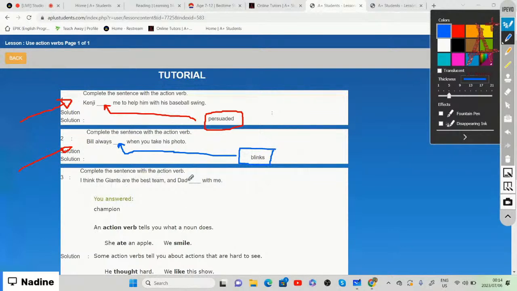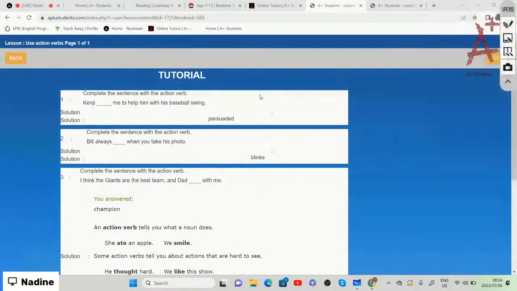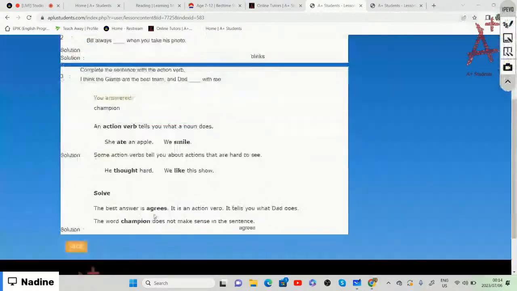All right, so now if you look at this next one, I think the Giants are the best team and dad what with me? Is it dad champions with me, or what does dad do with him? We need to choose the correct one. If you want somebody to agree with you, then we say agree. So yes, I agree with you. So the best answer is agree.